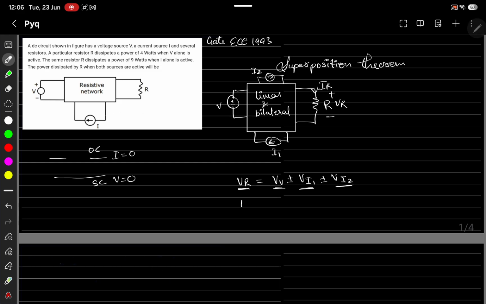This applies the same for the current through the resistor R. I_R is equal to I_V plus or minus I_I1 plus or minus I_I2. So the total combined current through resistor R is equal to the current due to V when it is acting alone, plus or minus the current due to current source I1 when it is acting alone, plus or minus the current due to current source I2 when it is acting alone. Now the question is when to use plus and when to use minus. I mean, when to add and when to subtract.